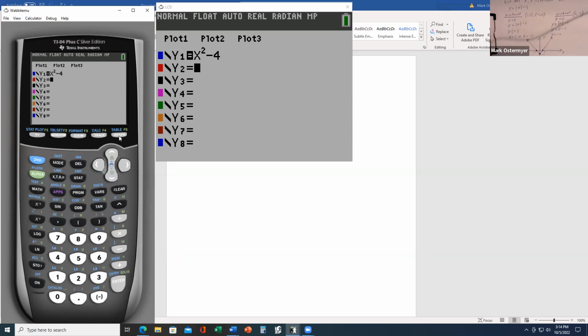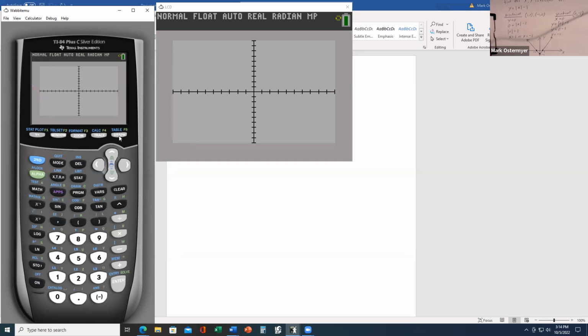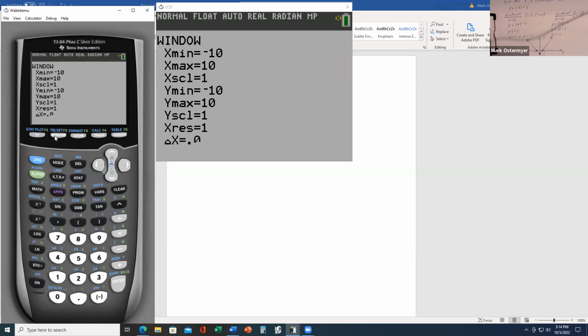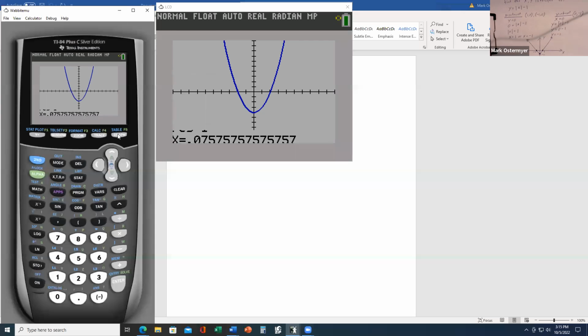If you hit the graph button now, you may or may not see it depending upon how your axes are scaled. But there would be the graph of my parabola opening upwards. If I hit my window button at the top of the keyboard, you can see how my x and y axes are configured. My x-axis ranges from negative 10 to 10, where the tick marks are spaced 1 unit apart. The y-axis ranges from negative 10 to 10, where the tick marks are also spaced 1 unit apart.